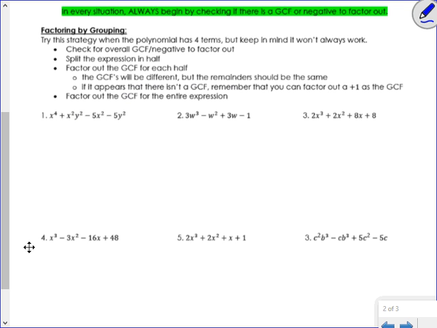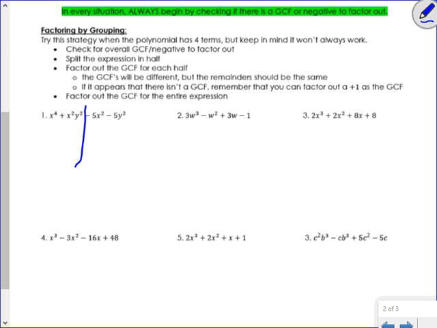So the first thing we're going to do is look at number 1. Is there a GCF across the entire expression? Does every single one of these terms have something in common? No. So always check for that first. Now, because there's no GCF, you're going to take your pencil and draw a line right through the middle, right here, after the y squared, before the minus.